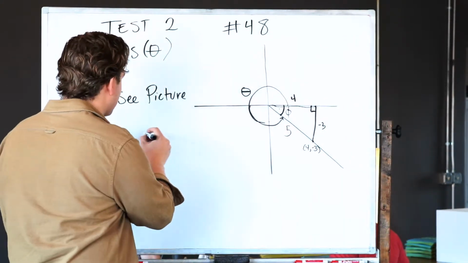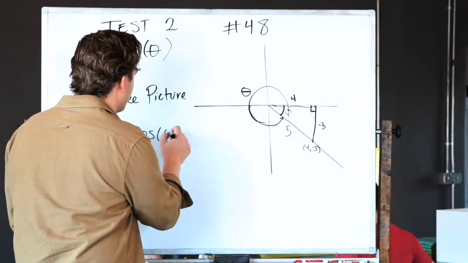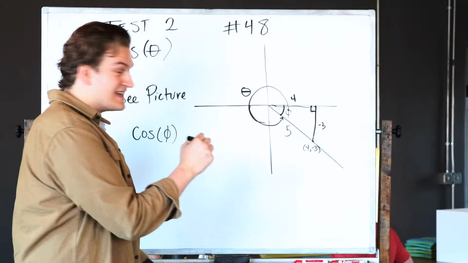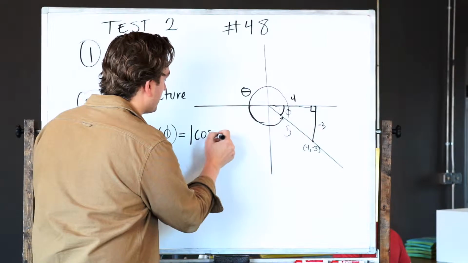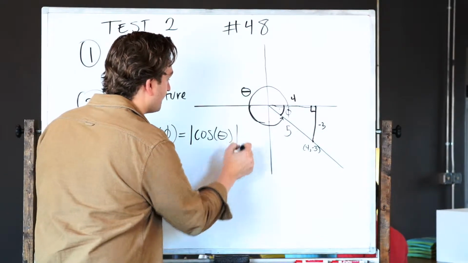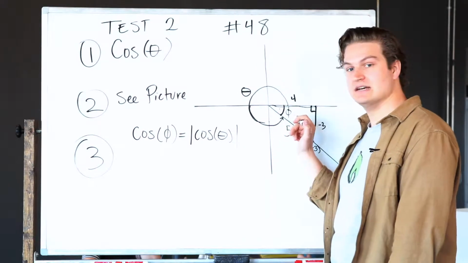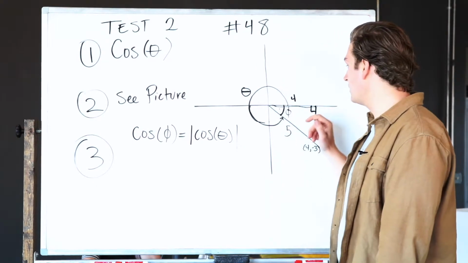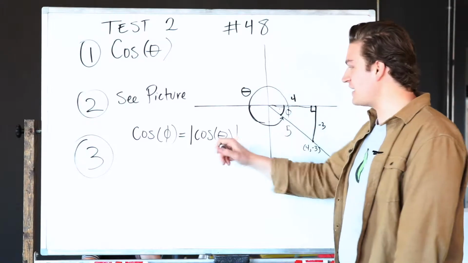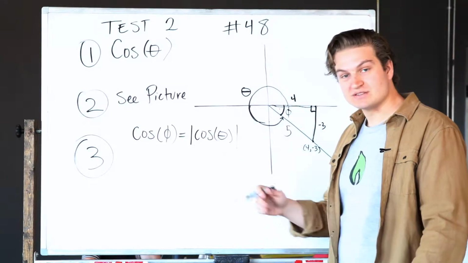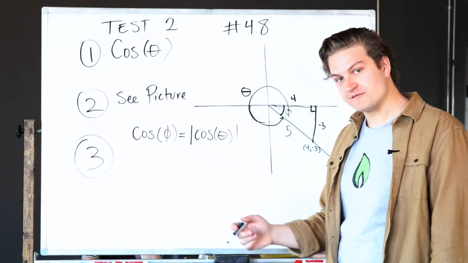This is the formula you need to know: cosine of phi is equal to the absolute value of cosine of theta. So if we can find cosine of phi inside of our triangle, we can actually learn something about cosine of theta using our formula. So that's what I'm going to do. Let's find the cosine of phi.